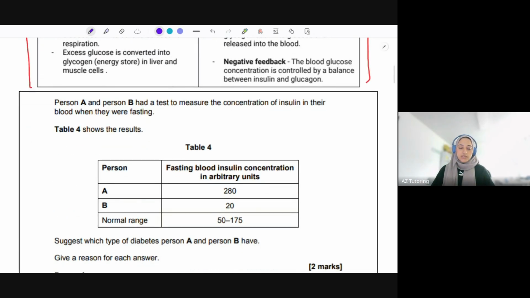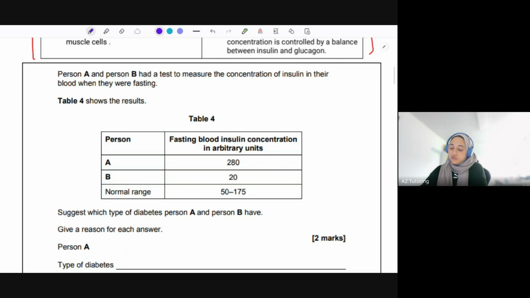Okay, so let's look at this past exam question. It says here, person A and person B had a test to measure the concentration of insulin in their blood when they were fasting. So it's concentration of insulin they're looking at, so the actual hormone itself. So keep in mind, insulin gets released when your blood glucose concentration is too high. Okay, so keep that in mind.